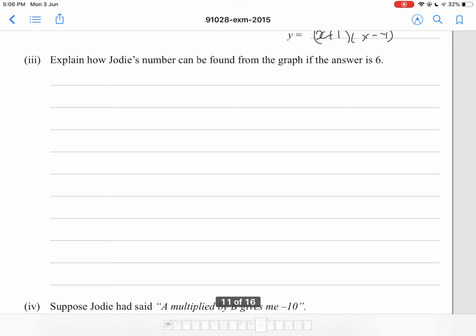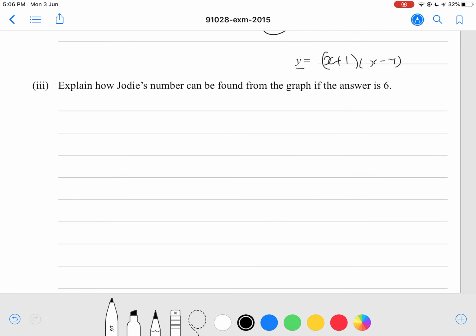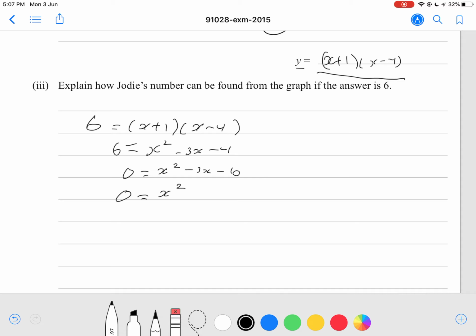Explain how Jody's number can be found from the graph if the answer is 6, okay? So therefore, we just substitute y equals 6, and then we'll find x. So 6 equals x plus 1, x minus 4. Therefore, 6 equals x squared minus 3x minus 4, so 0 equals x squared minus 3x minus 10. We'll factorize, so x minus 5, x plus 2. So therefore x equals 5 or x equals negative 2.